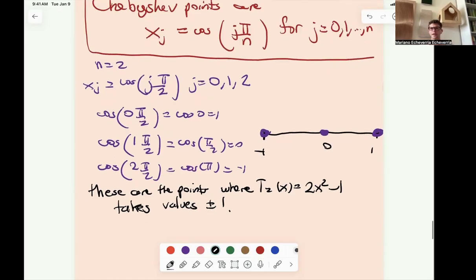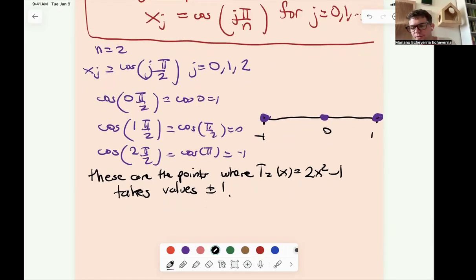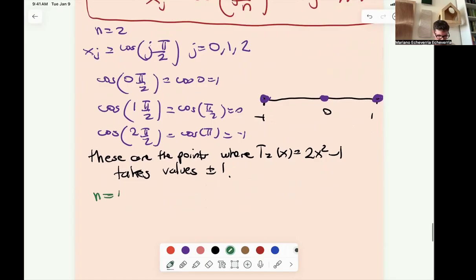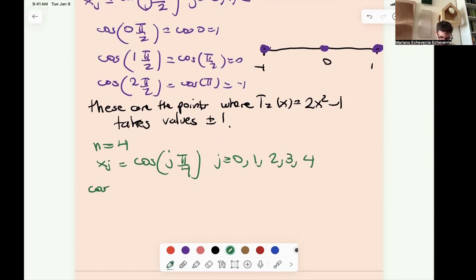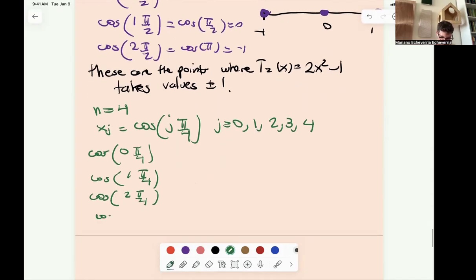Here's another one. What if n equals 4? I'm just choosing something where I can evaluate the cosine easily; there are not that many options. If n equals 4, then you have to look at cosine of j times pi over 4, and here j goes from 0 to 4. So that gives you cosine 0 pi over 4, cosine of 1 pi over 4, cosine of 2 pi over 4, cosine of 3 pi over 4, and cosine of 4 pi over 4.